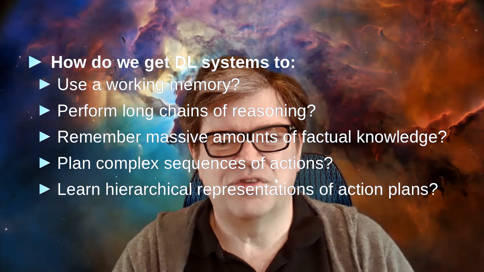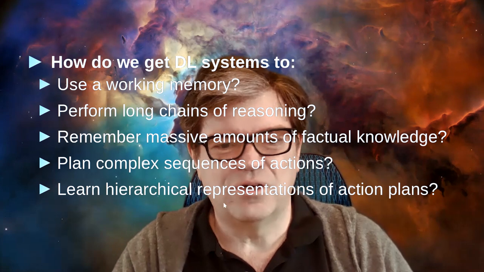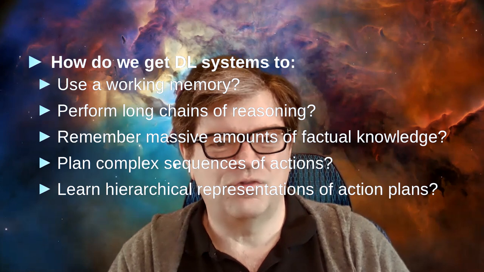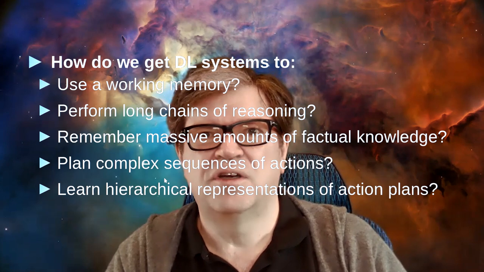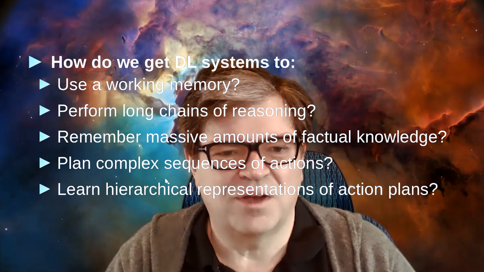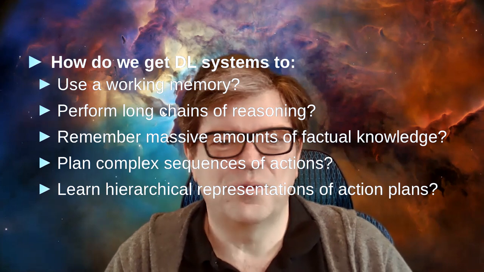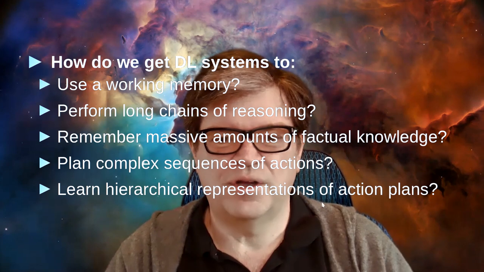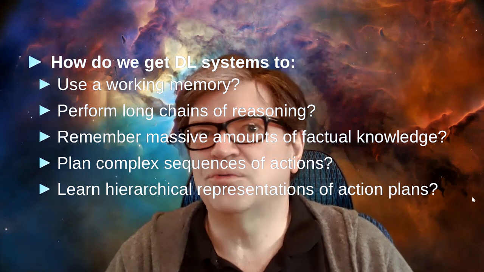How do we plan complex sequences of actions? And how do we learn hierarchical representations of action plans? So we'll talk about the first four items in this list here. I'm not saying we have complete solutions to all those, but there is a lot of interesting work there that is practical. The fifth one is really something that nobody knows how to do. Okay, so I'm not going to talk much about it, but it is a major issue in AI research, if you want. Okay, so what is reasoning?